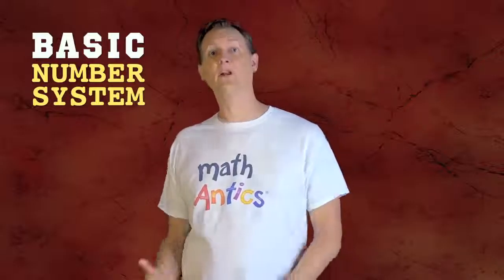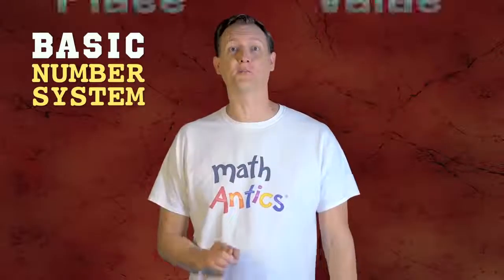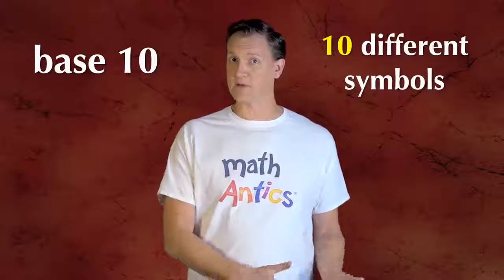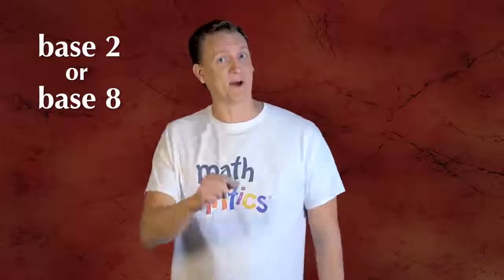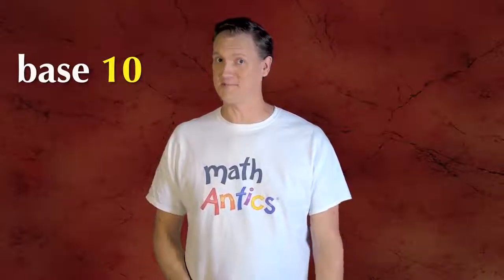In this lesson, we're going to learn how our basic number system works, and we're going to learn about an important concept called place value. The number system that we use in math is called base 10, because it uses 10 different symbols for counting. Math could use other systems that are based on a different number, like base 2 or base 8, but I'll give you 10 guesses as to why the number 10 is such a popular choice.